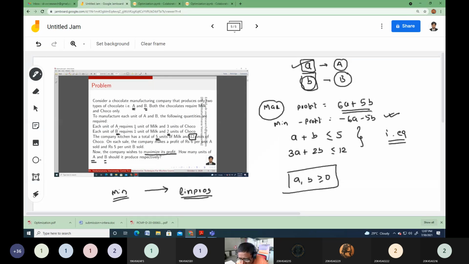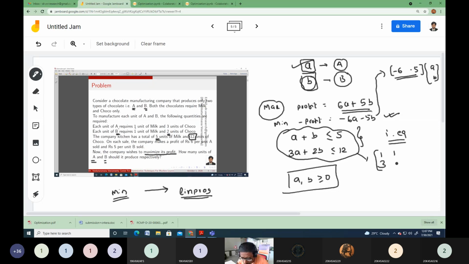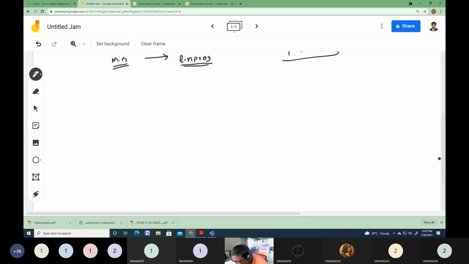So you can form this equation in matrix form like minus 6, minus 5, and the variables are a and b. So this is the objective function matrix, and you can form the constraints in matrix form also. How can we form it in matrix form? I want to form it as coefficient of A is 1, coefficient of B is 1, coefficient of A is 3, coefficient of B is 2, multiplied by the variables A, B, less than or equal to 5 and 12. So you can get the same values now.